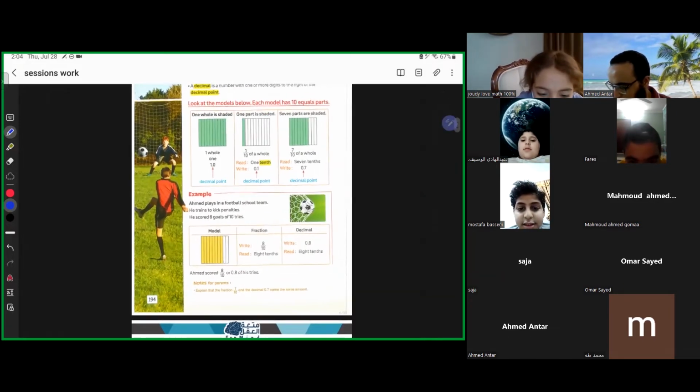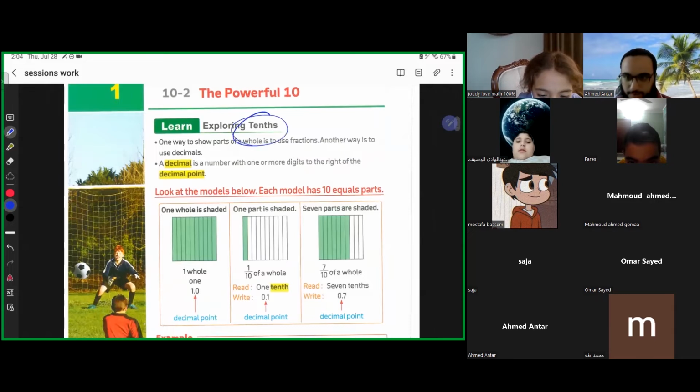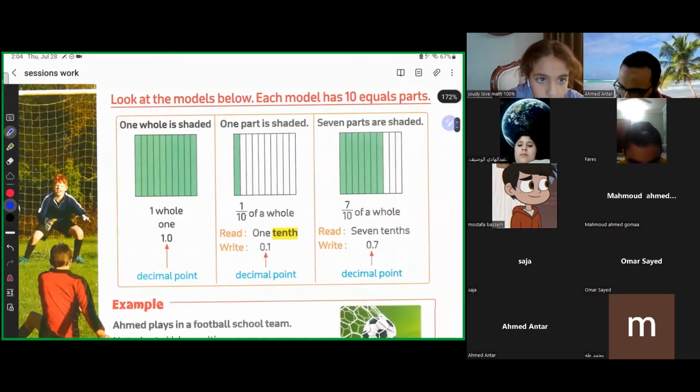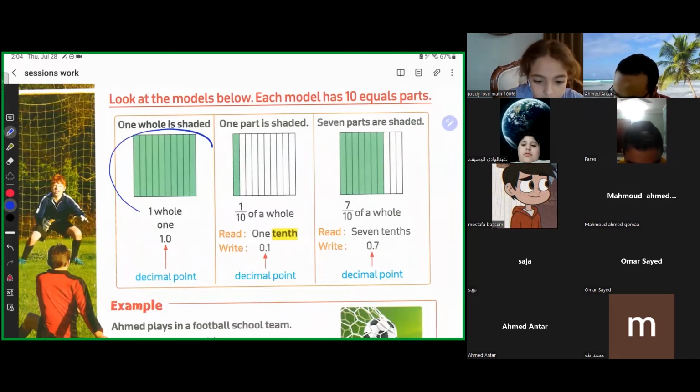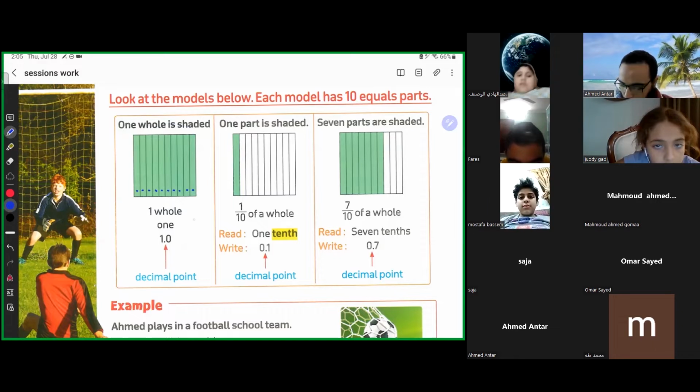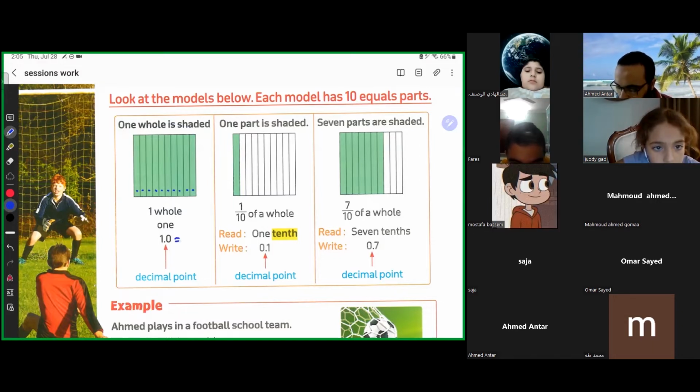So let us revise more about the tenths. What is the meaning of the tenths? Open your camera, please. Exploring the tenths. If we have a shape like that, this shape is divided into 10 parts: 1, 2, 3, 4, 5, 6, 7, 8, 9, 10. If we took all of them, we took one whole of the shape, and we can write it as 1.0, or we can write it as 1 only.